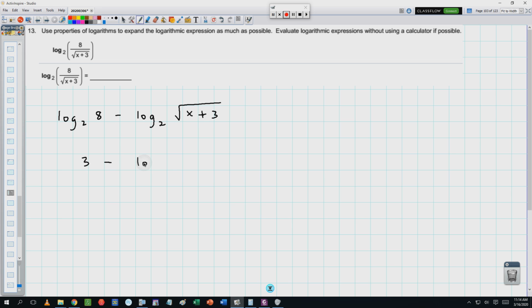The square root. The square root is the 1/2 power, and we can take that 1/2 power and move it in front of the log, and that's as far as we can go.